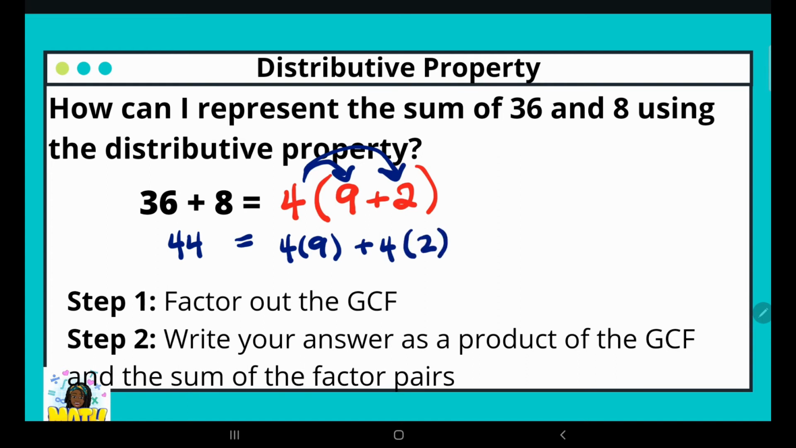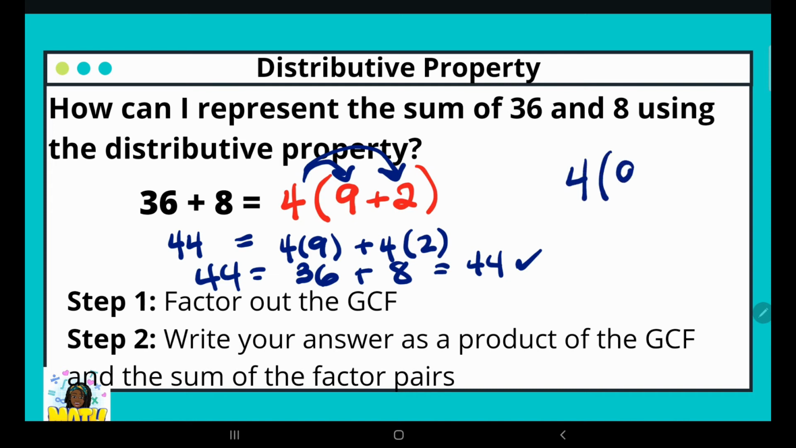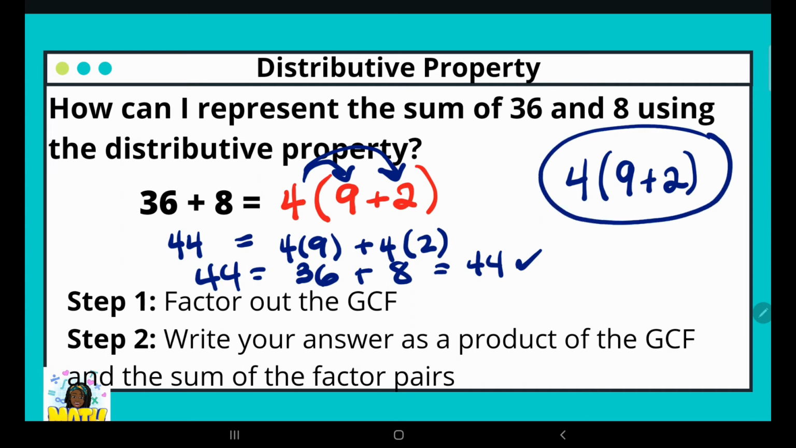Now let's go ahead and calculate that. 4 times 9 is 36, exactly where I started. 4 times 2 is 8, again. And when I add those two numbers, it's equal to 44. So did it work out? Yes, it did. And I can do a check. Step 2 was to write your answer as a product of the GCF and the sum of the factor pairs. So even though we went ahead and calculated it here, our final answer would be represented as 4 parentheses 9 plus 2, because we're being asked to represent the numbers 36 plus 8 as a distributive property problem.